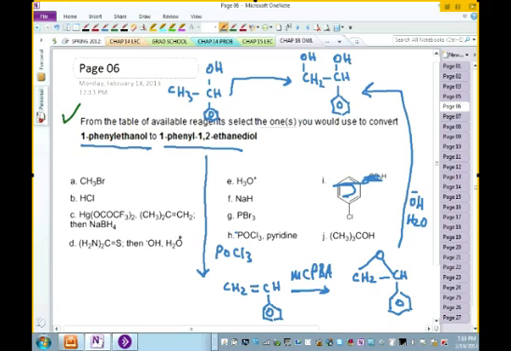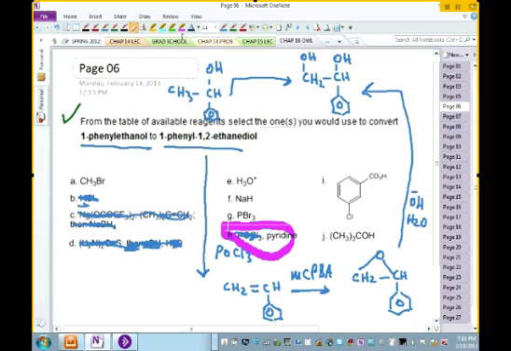Okay, do we have everything we need here? Let us see. I will say we use phosphorus oxychloride, that is this here. So we have that, right? And then we say we need m-chloroperbenzoic acid. We have that also right here. And then finally we say we want to use hydroxide.